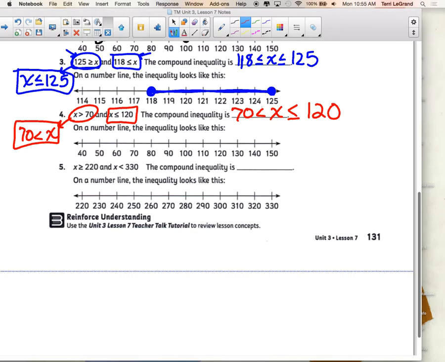So when we put our circle at 70, would we shade it in? No. When we put our circle at 120, would we shade it in? Yes, because it's the equal to part. And then we're going to shade in between them, aren't we?